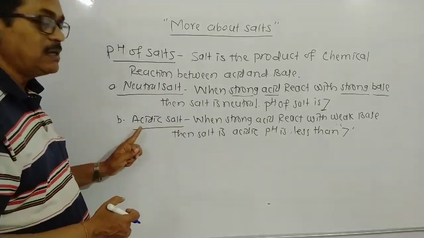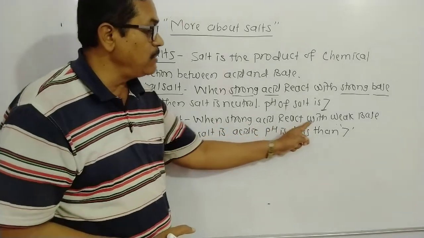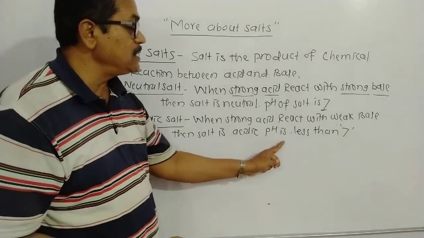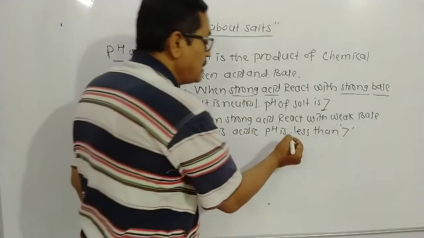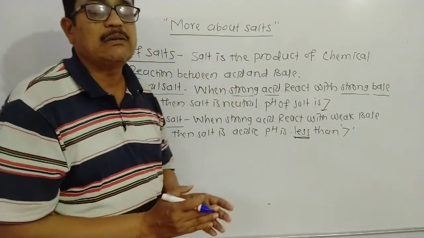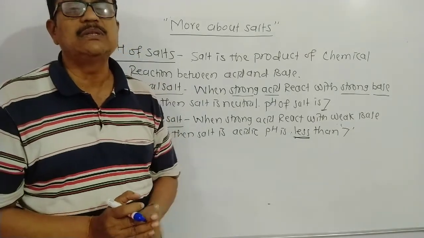When a strong acid reacts with a weak base, then the salt is acidic and pH is less than 7. This point is important. Then the salt is said to be an acidic salt, with pH value less than 7.